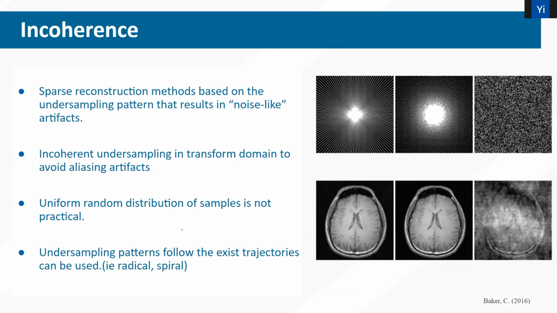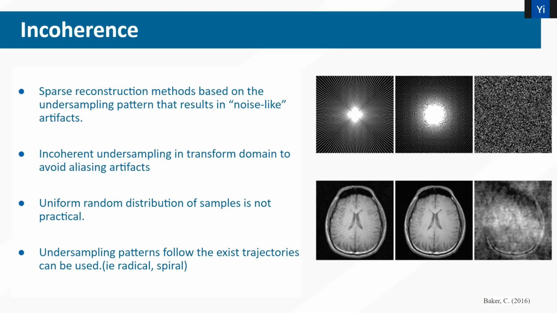Another key point of compressed sensing is the incoherence of the signals. In other words, K-space is undersampled. Incoherent undersampling is important because it can avoid aliasing artifacts. However, uniform random undersampling is not practical. It does not consider the energy distribution in K-space, which is far from uniform. Most of the energy is concentrated close to the center of K-space and rapidly decays towards the edge of K-space. So in general, undersampling patterns usually follow existing trajectories, such as radial or spiral.